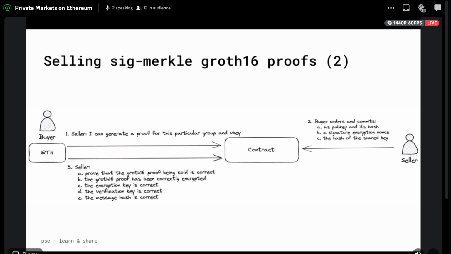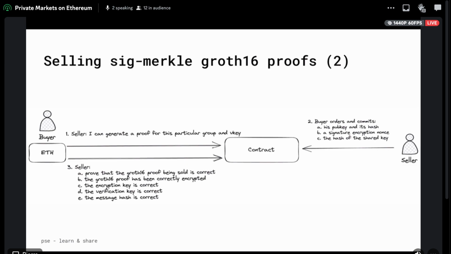But the big picture is that the seller comes and says, I can access this group. The buyer, sorry, comes and says, oh, okay, I think I have interchanged buyer and seller on that picture. So if you're confused, that's normal. But seller is on the left and buyer is on the right.